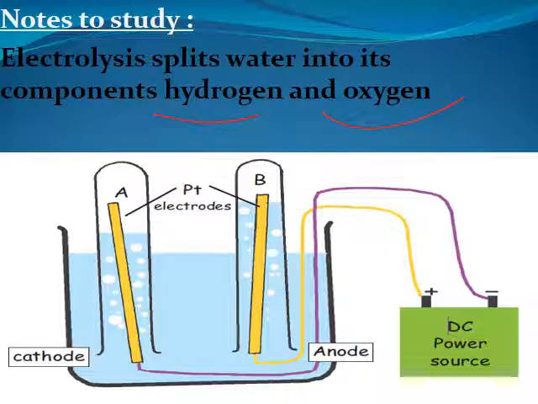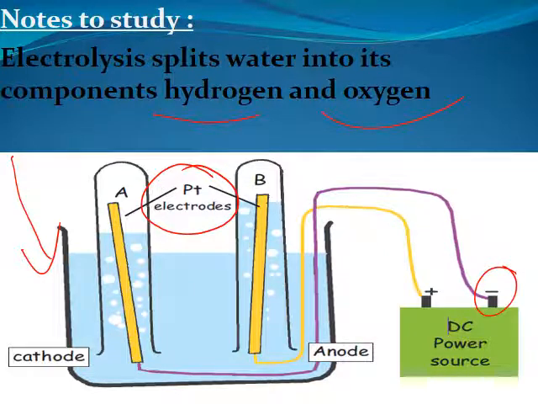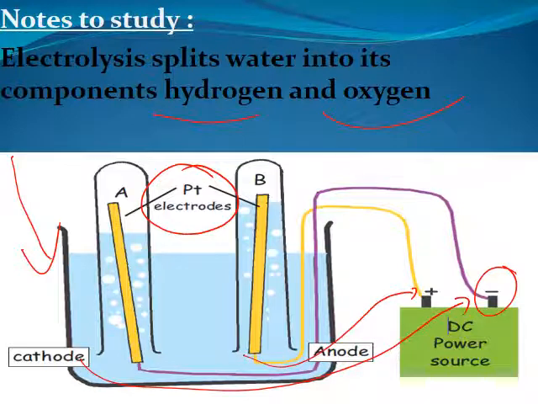As we see here, this is the electrolyzer. Here we have two beakers. They are called platinum electrodes, Pt electrodes. This is the cathode, which is connected to the negative, so it's negatively charged, while the anode, which is connected to the positive, is positively charged.